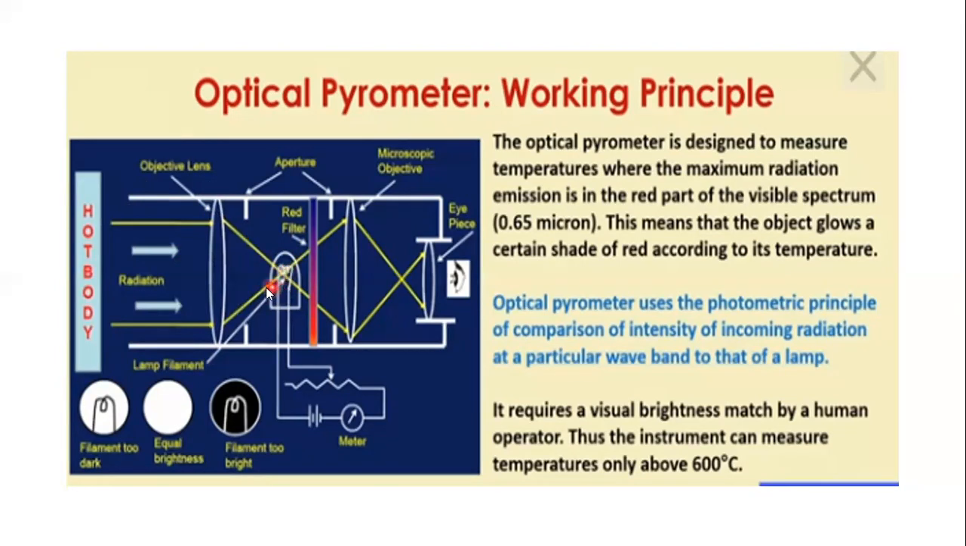This lamp is connected to a voltmeter and a DC voltage cell through a variable resistor. That means a variable voltage arrangement is provided to this lamp. We have connected a particular cell, and also a meter is connected here. Either a voltmeter or an ammeter is connected here to measure the current flowing through this lamp.